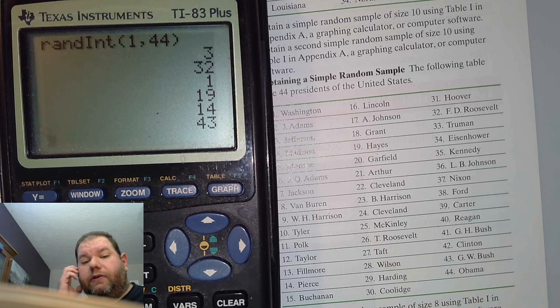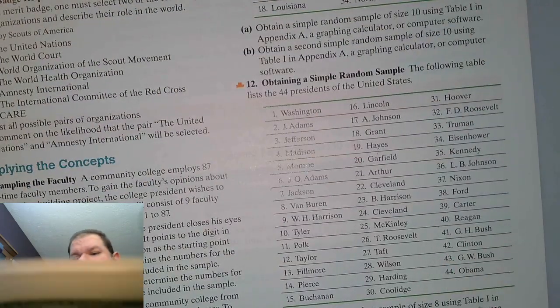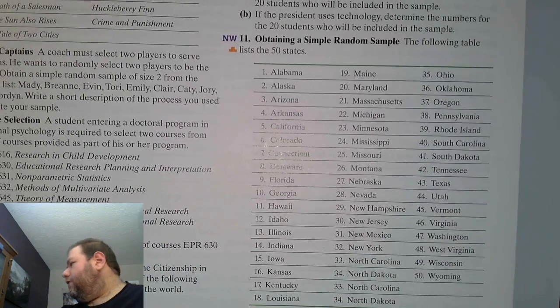Any questions so far? Probably your biggest concerns are going to be about the calculator. Hopefully everyone's able to use their calculator to figure this out. And so that's one with precedents, but the one I'm going to give you is number 11.